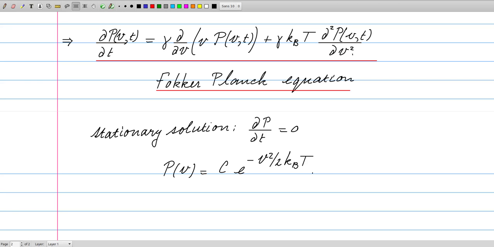P(v) is c times e to the power minus v squared over 2 kBT. If we had included the m in our derivation, we would have had an m in this equation, and then it would be minus m v squared over 2 kBT. So what we have obtained is in fact the Maxwell distribution. It's the Boltzmann distribution for the speed. And we have obtained that for the special case m is equal to 1.